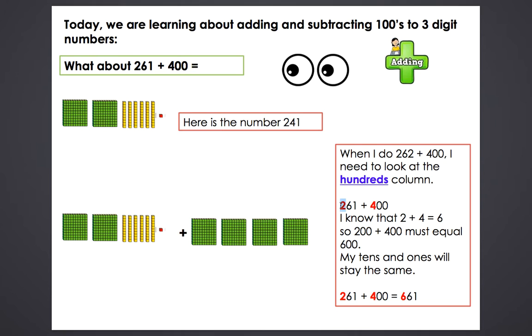So I'm going to do 2 add 4 hundreds to help me. So 2 add 4 equals 6. 20 add 40 must equal 60. And 200 add 400 must equal 600. And I can see here I've got 6 green 100 blocks. And my tens and my ones are staying the same. So my answer is 661. Brilliant. Can anybody spot the other mistake on this slide? What number should I have written here?